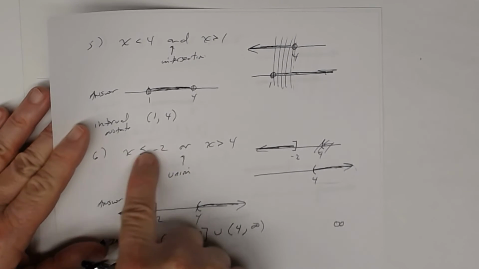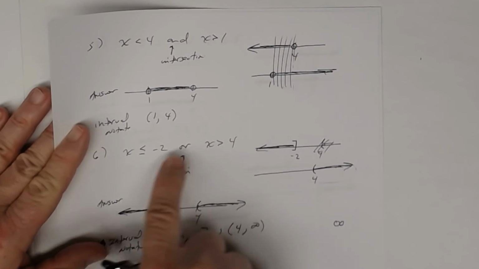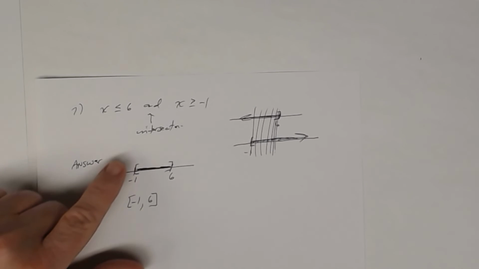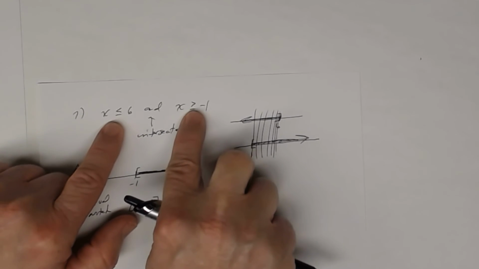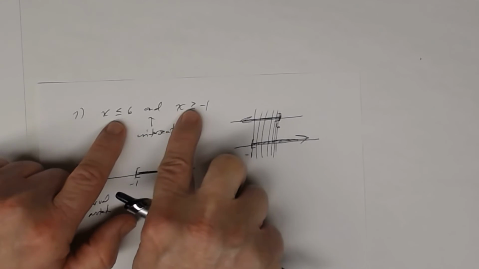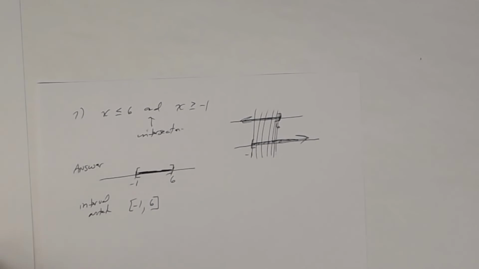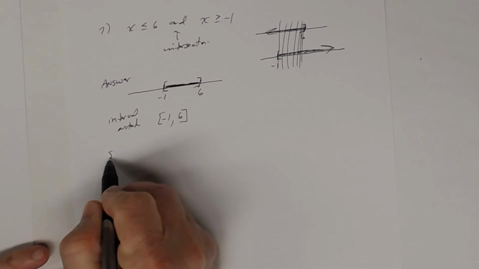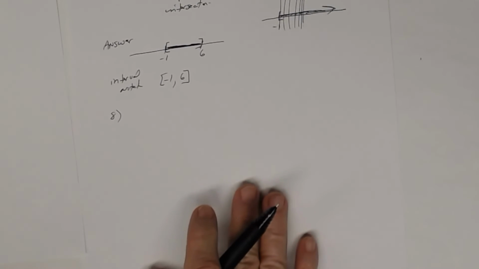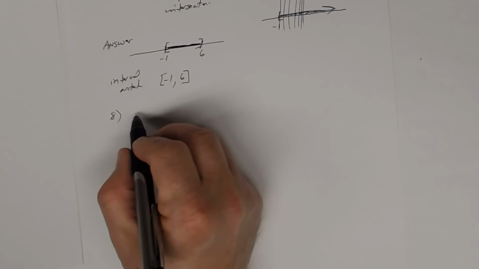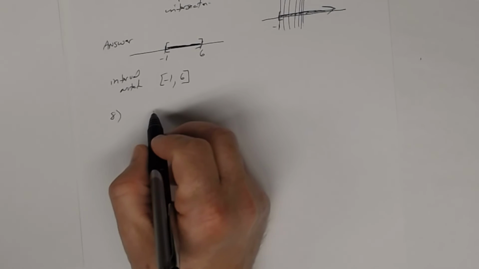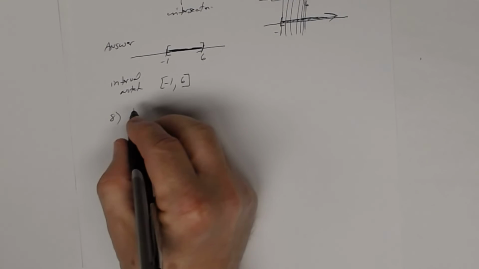All right. So there's a difference between the word and and the word or. Or means it's got to satisfy either of those. The word and means it's got to satisfy both of those at the same time. That's why we look at the intersection. All right. Let's do one more. And I think you should be fine with this objective. So with the idea of a compound inequality, let's look at one more.